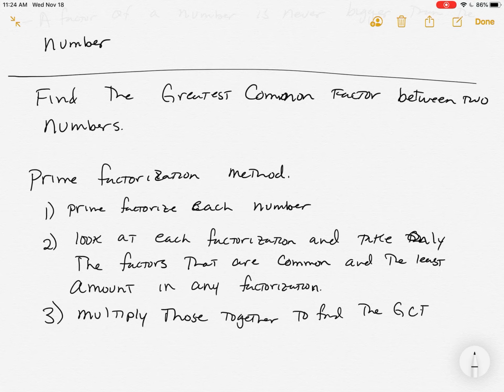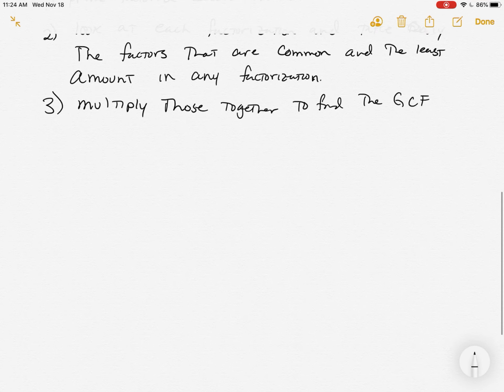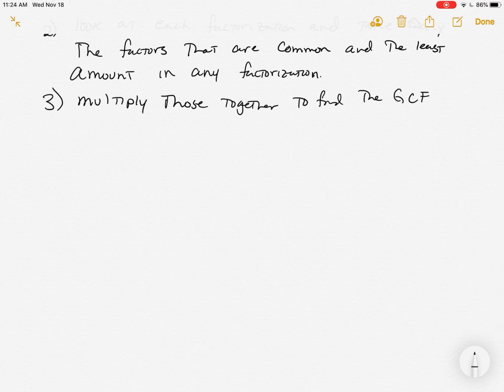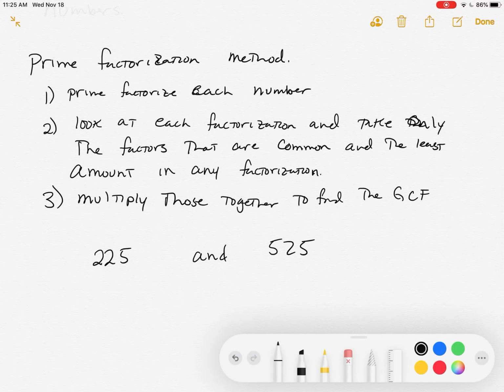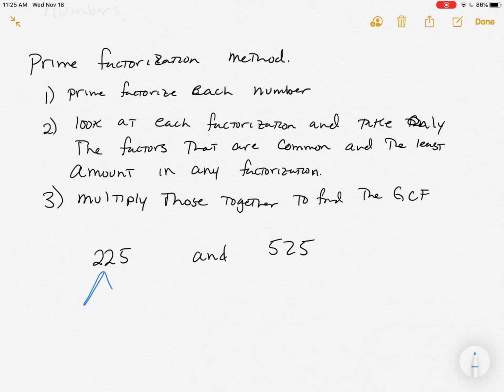So I'm going to make up some numbers here, and then I'll grab one from the homework. I want us to find the greatest common factor between a couple of numbers. Let me choose these two. This is what I saw in the homework. I'll start there: 225 and 525. We want to find the GCF of those using the prime factorization method. So step number one is to prime factorize each.